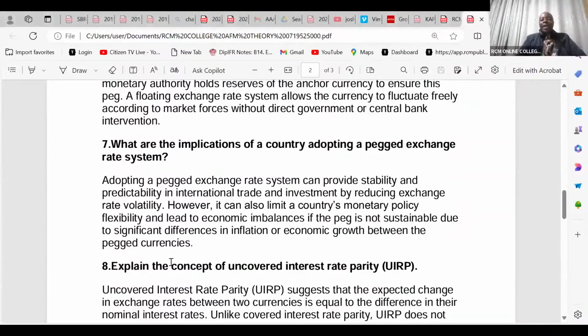Explain the concept of uncovered interest rate parity. When we talk of covered interest rate parity, we are making use of arbitrage opportunities. I've taught you these arbitrage opportunities. So in this case, we have the Uganda interest rate, maybe 15%, and the Kenya interest rate, maybe 10%. So then we can easily go and invest our money where? In Uganda, where the interest rate is higher.